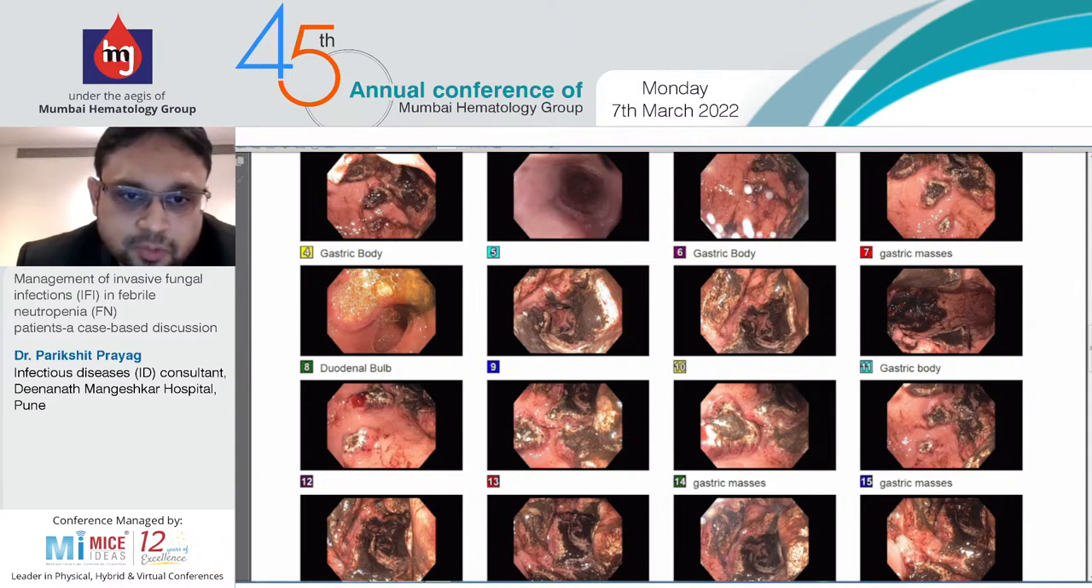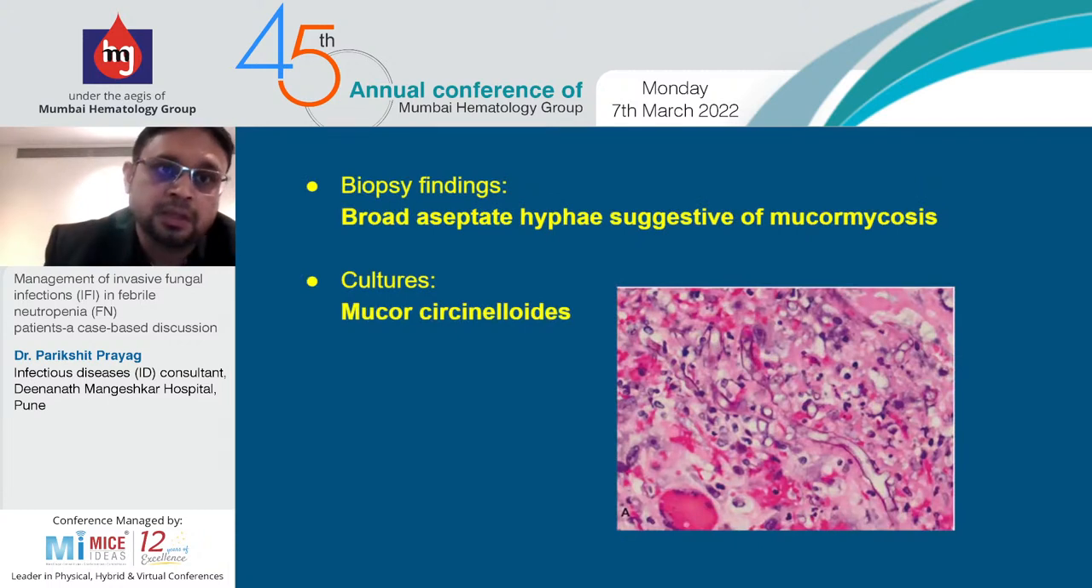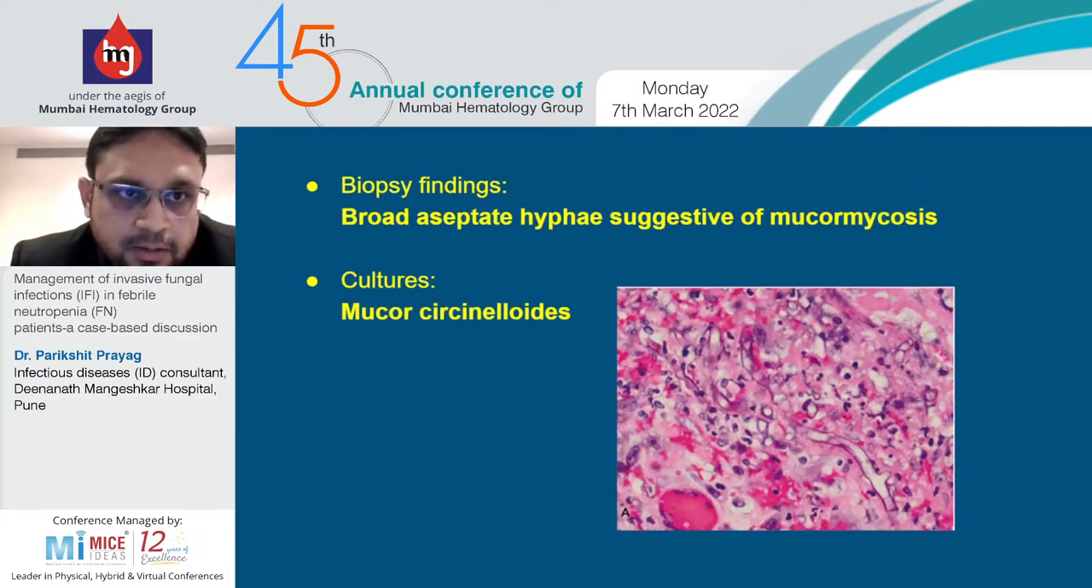And as can be the case, AML patients can present with invasive fungal infections. Now his biopsy findings were showing mucormycosis. So he had GI mucormycosis. He had broad aseptate hyphae, which were suggestive of mucormycosis. So what I'll focus on is his species. His cultures actually grew a species known as Mucor circinelloides.